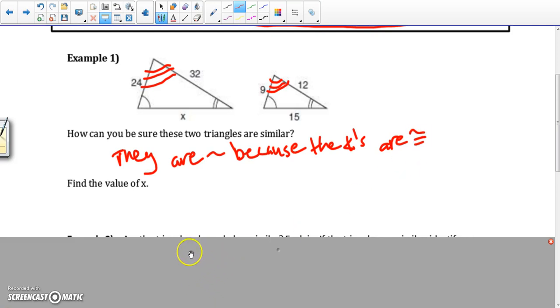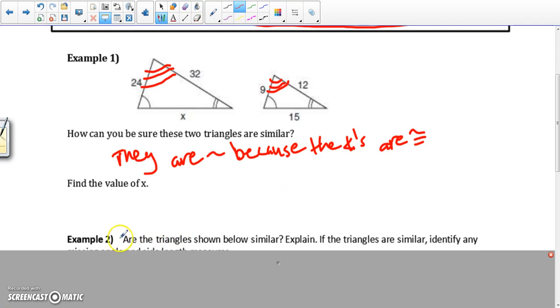Alright, and the same thing here. We can do a scale factor, or you can set up a proportion to solve for x. I'm going to set up a couple different proportions just to show you again that there's several different ways to do it. So to find x, I can say 24 is to x. So the left side of the big one over the bottom side of the big one equals, and on this side it has to be 9 to 15. 24 is to x as 9 is to 15. And then you cross multiply and solve for x, and we're done.